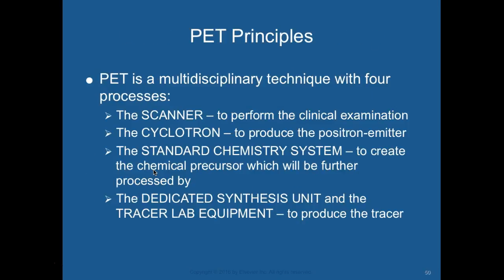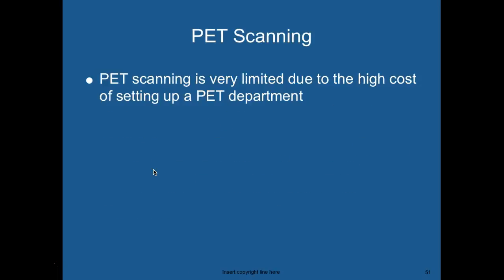So PET is a multidisciplinary technique with four processes. There's the scanner to perform the clinical examination, the cyclotron to produce the positron emitter, the standard chemistry system to create the chemical precursor, which will be further processed by the dedicated synthesis unit, and the tracer lab equipment to produce a tracer. So there's a lot to it.